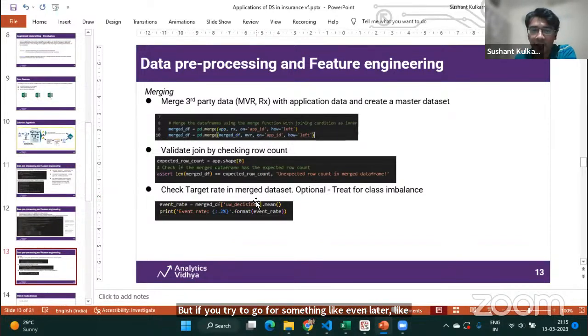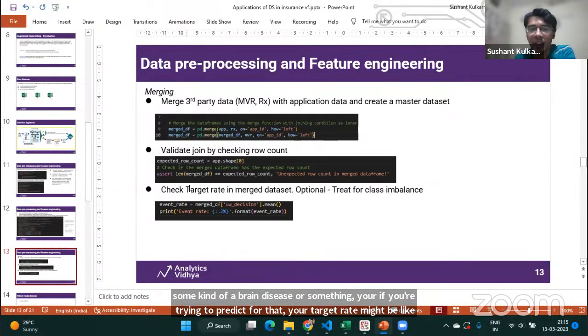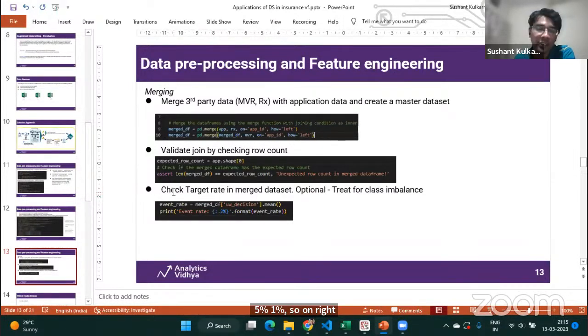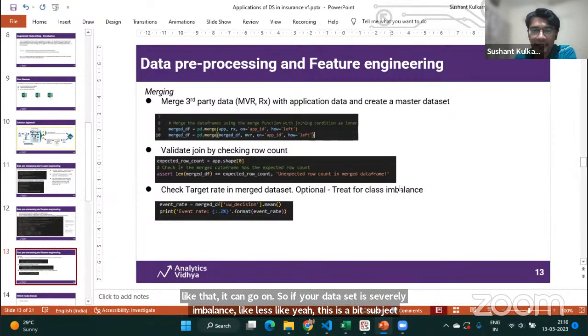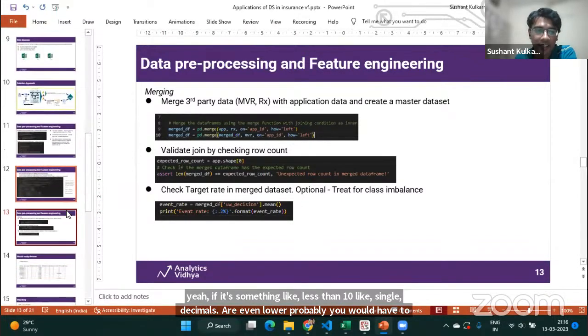It can go on. So if your data set is severely imbalanced, and this is a bit subjective, but if it's something like less than 10%, or single digits or even lower, probably you would have to explore some way to balance out these classes. That itself is a whole topic in itself. So we're probably now keeping the same data set without handling all of that.